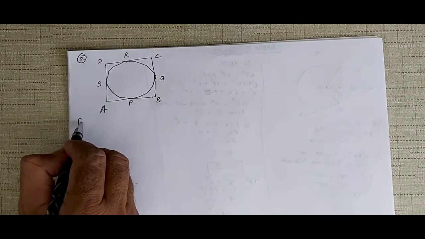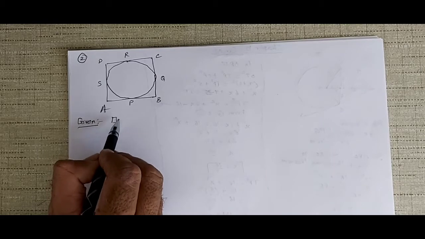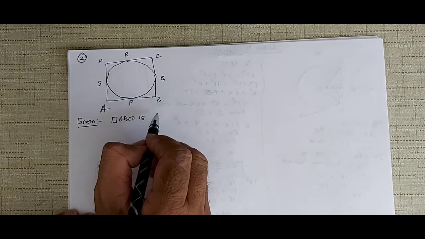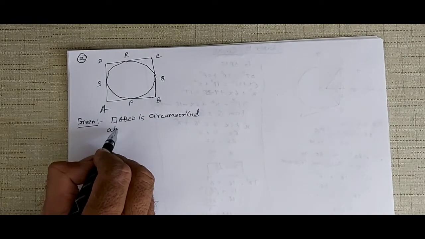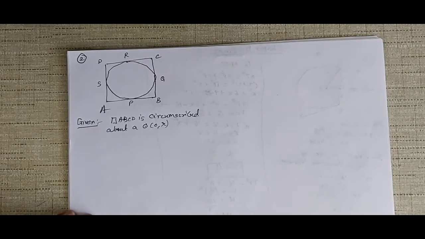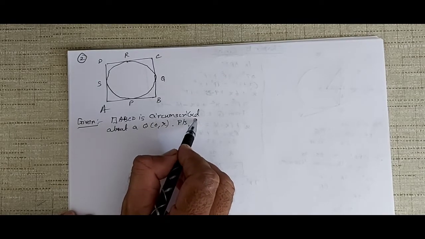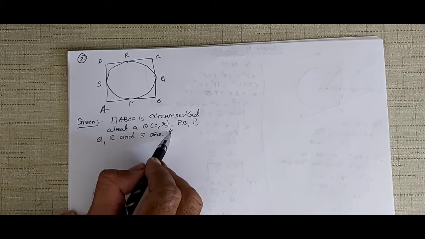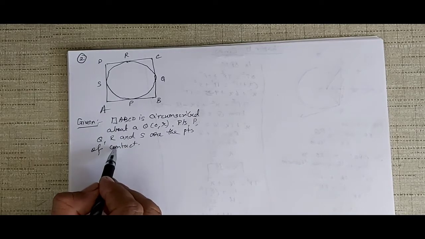Now we are given a quadrilateral ABCD, which is circumscribed about a circle with center O and radius R. Points P, Q, R, and S are the points of contact.